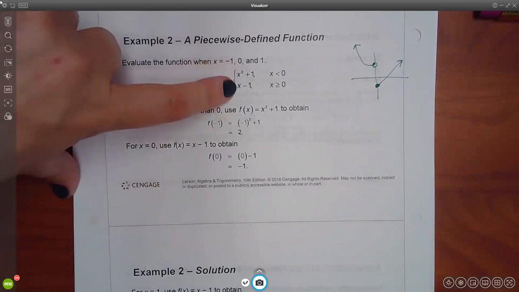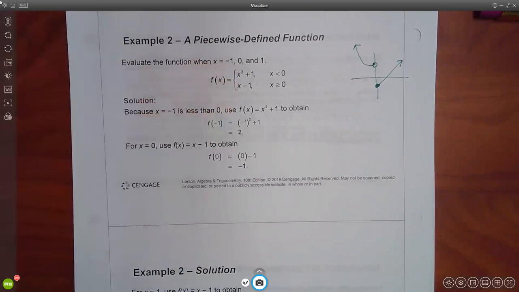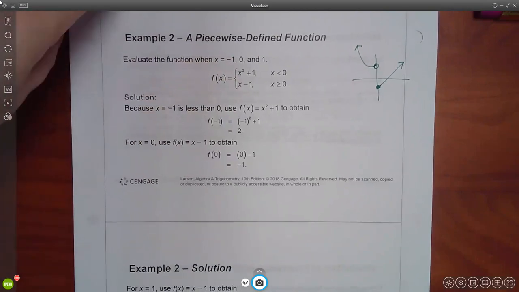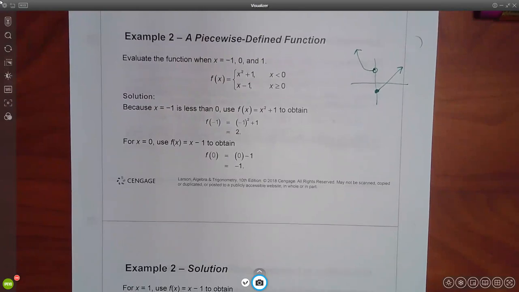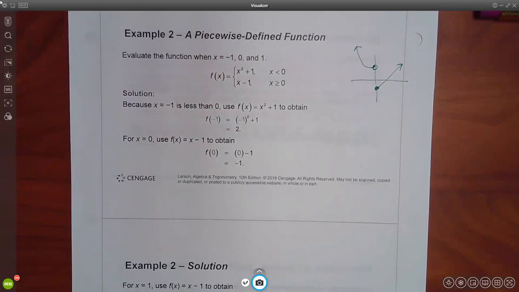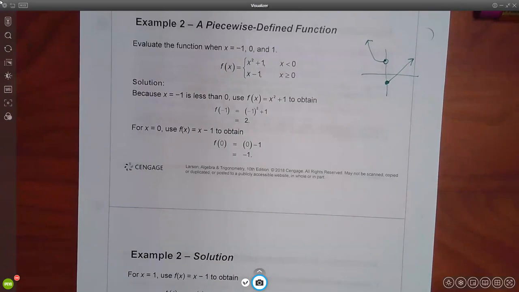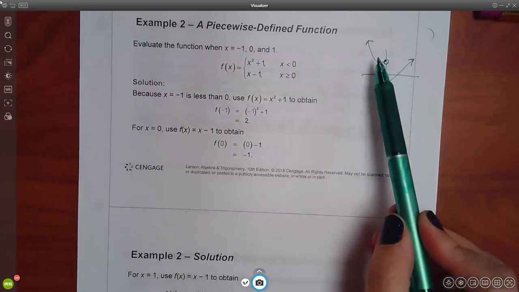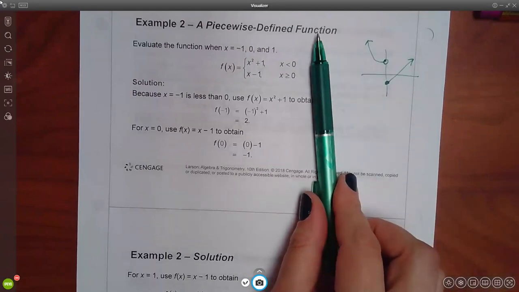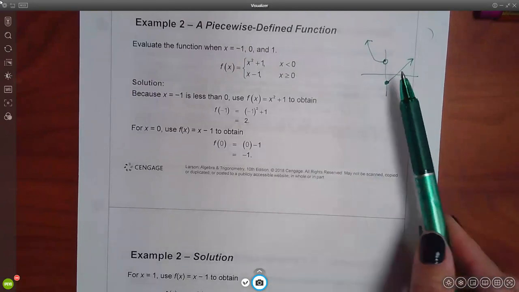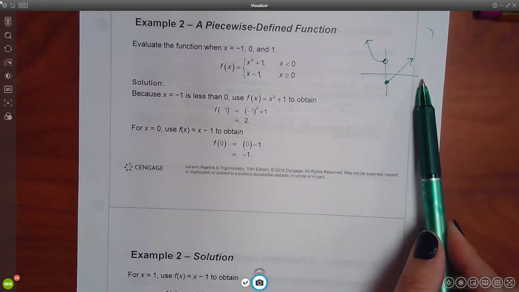It's telling you that both of these pieces make up this one function, okay? You could have more than just two pieces. You could have three pieces, you could have four pieces, however many. I don't think I've ever seen us have to do more than four pieces, but it could happen, okay? The problem is that you have a certain function for when your x values are negative, right? And then you have another function when the x values are positive.